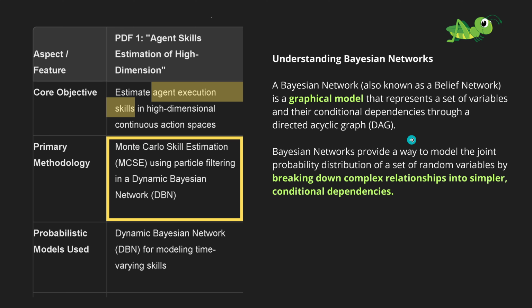Bayesian networks now provide a way to model the joint probability distribution, and this is the most important part here, the joint probability distribution, as a set of random variables by breaking down a complex relationship into simpler conditional dependencies. And you notice, even in prompt engineering, whenever we have a really complex prompt, either we as humans or some prompt optimizer breaks down a complex task description into multiple step-by-step mini-tasks. We do this here now also in statistics.